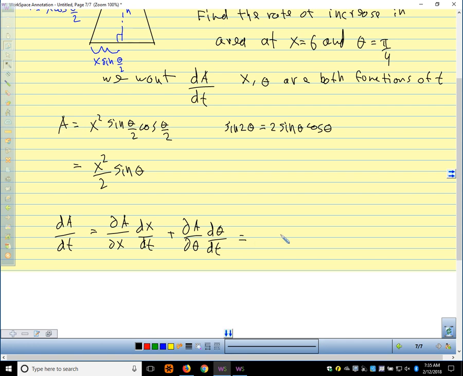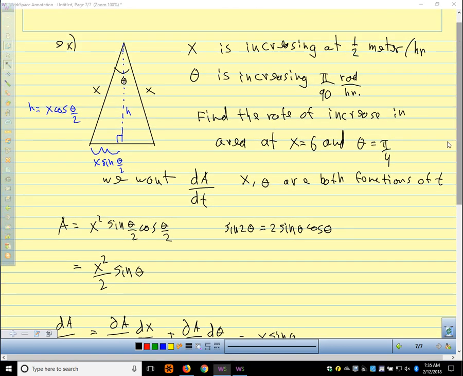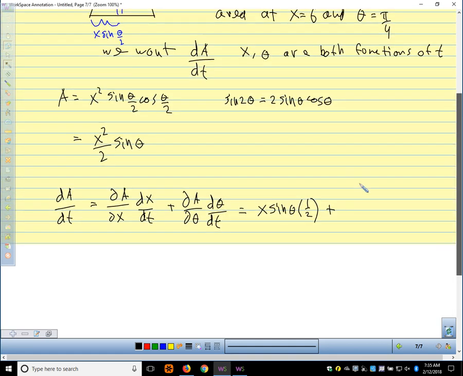Well, what's dA dx? X sine theta. Thank goodness. And what is dx dt? One half meter per hour. And what is dA d theta? X squared over 2 cosine theta. And d theta dt? Pi over 90.